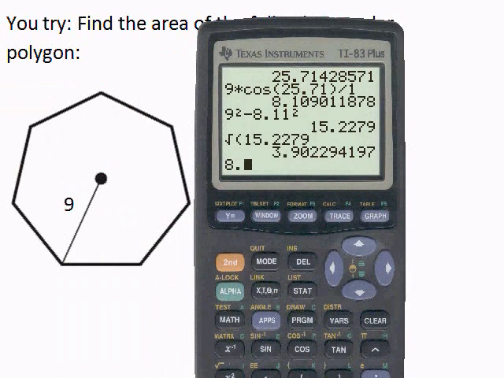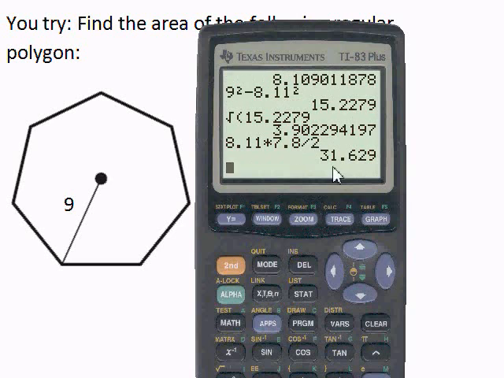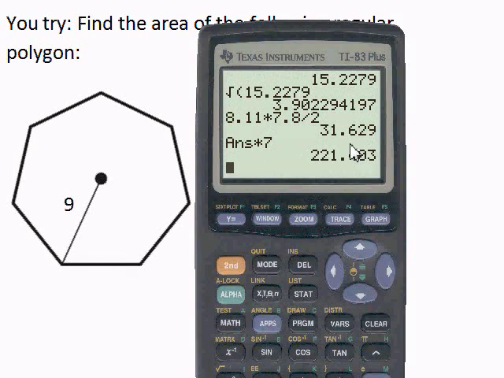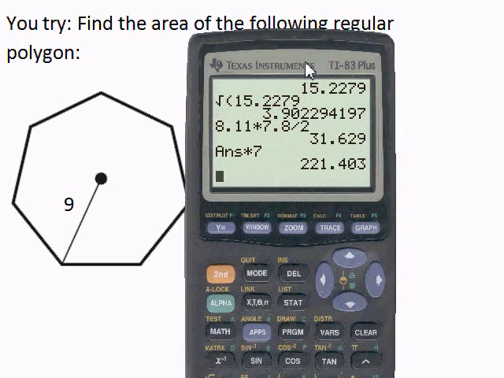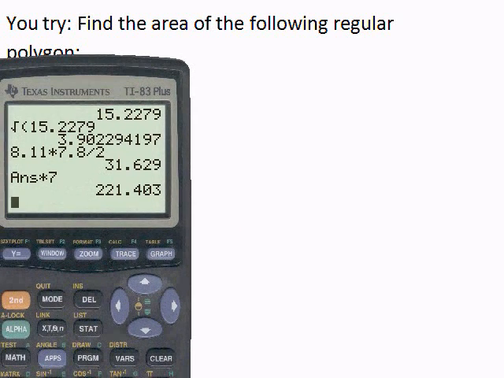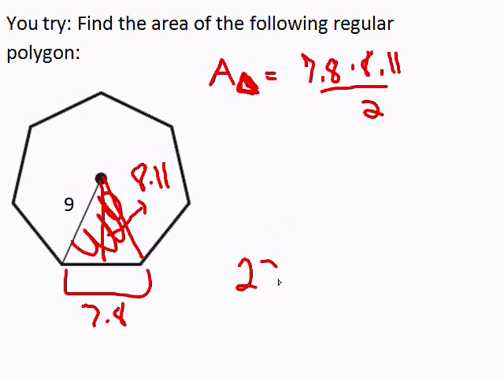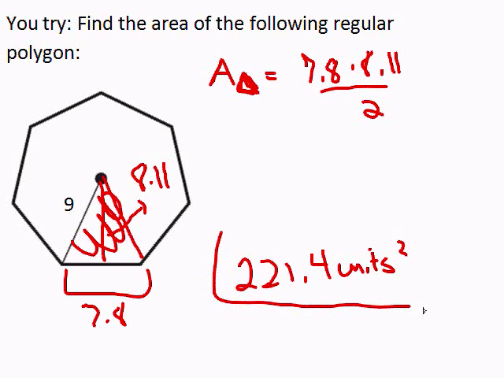So we get 8.11 times 7.8 divided by 2 gives us 31.629. If we multiply that by the number of sides, since there were 7 sides, that'll give us the total area since there were 7 triangles, or 7 sides. So our area of this particular polygon should be 221.4 units squared. I say units squared because we don't actually know what the units are in this case. We just use the word unit as a placeholder.